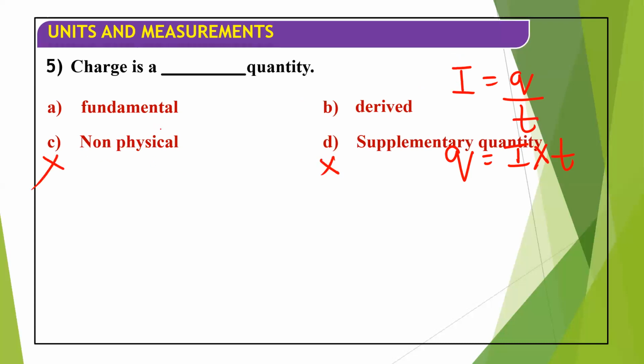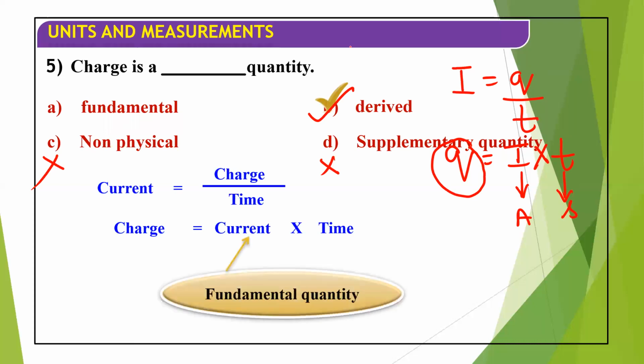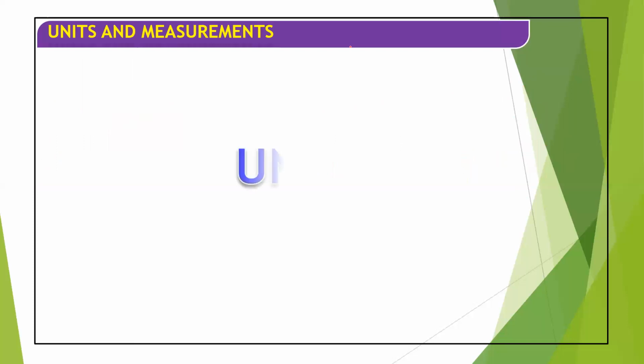Is charge a fundamental? See, current is a fundamental. Time is a fundamental. But you can see charge is being derived from fundamental. So the right answer is the derived quantity. So you can see on the screen. Okay, so that's the same thing what I've told you. Current is a fundamental, time is a fundamental, and charge becomes a derived quantity. Superb. Now let's go to something called as units.